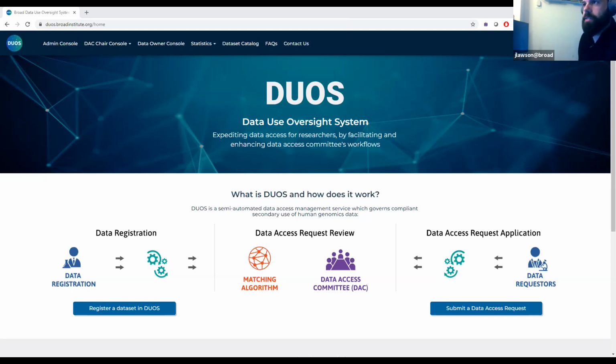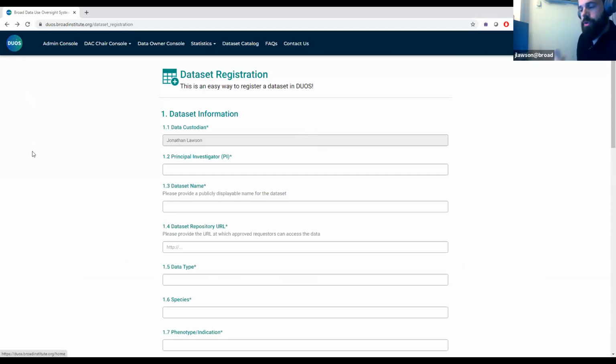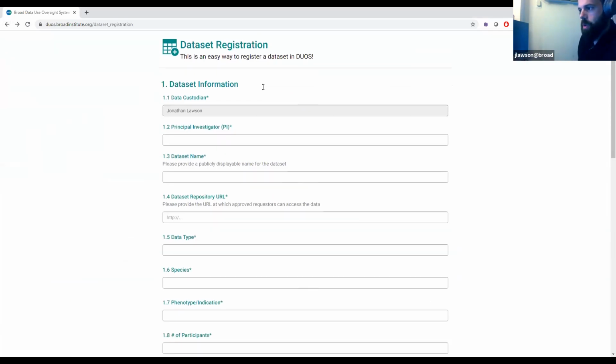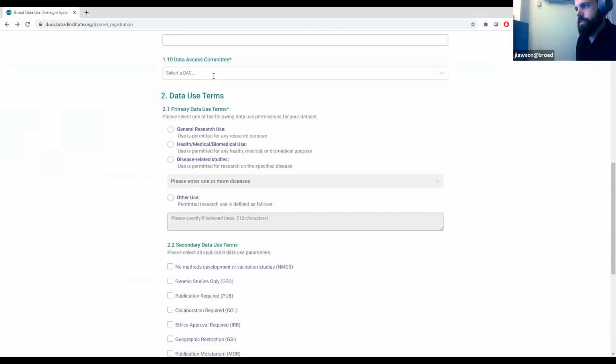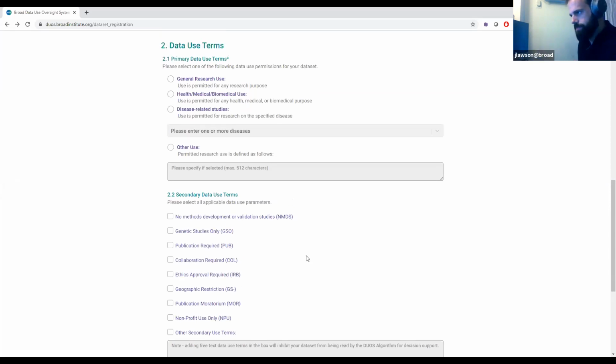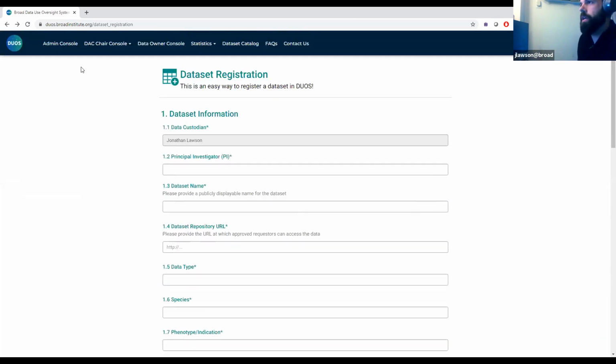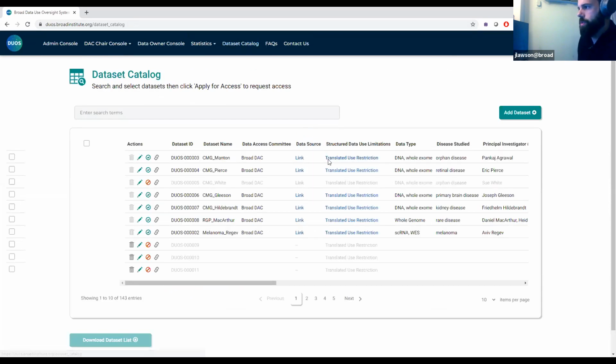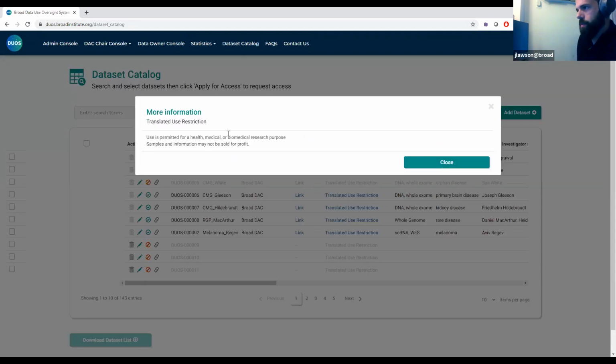So just to show you a few quick examples of how this works. For data custodians or data depositors, you're able to register a data set in DUOS with a lot of typical metadata about a data set, but most interestingly for our purposes today, you're able to describe one of the primary sets here, whether your data set would be allowed for general research use, health, medical, biomedical, disease-related studies, and then you'd be able to select one from the disease ontology and then add any of these modifiers. Some of these need to be updated according to the recent release, but that is how that would work in DUOS. And then, once you've done this, you would be able to go to the dataset catalog in DUOS and clearly see the use permissions described in human readable text on all of the data sets.